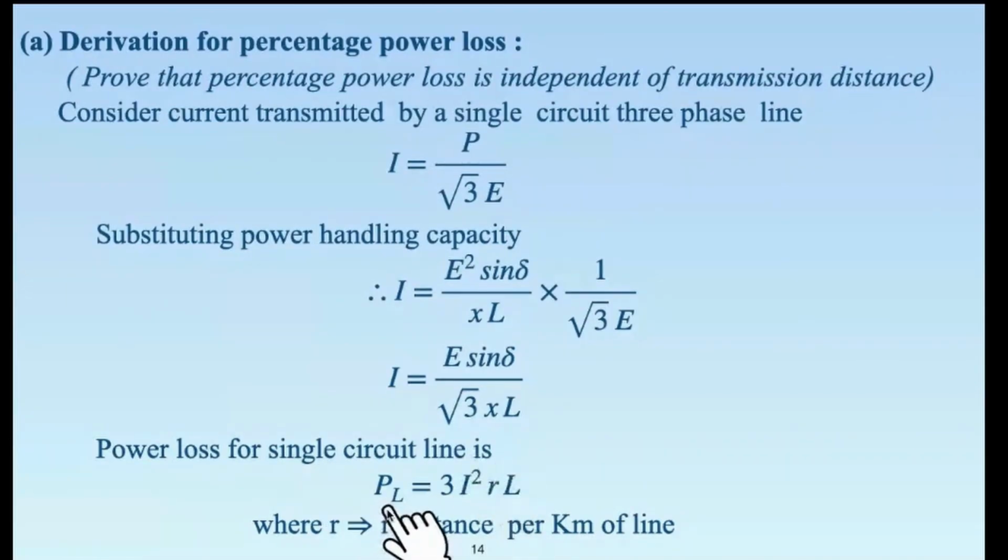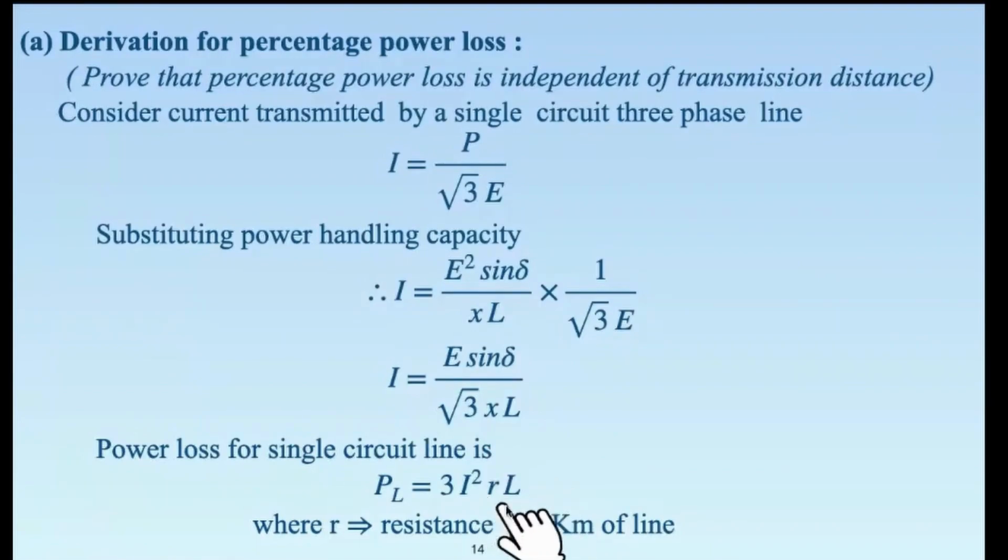So let us calculate the power loss. PL is equal to 3 times I square R times L. Generally, how do we calculate power loss? Let us say the line has a resistance of some value, small r. So I square R is the copper loss. This is for a single resistance or a single line. But you can consider this R is actually resistance per kilometer of the line.